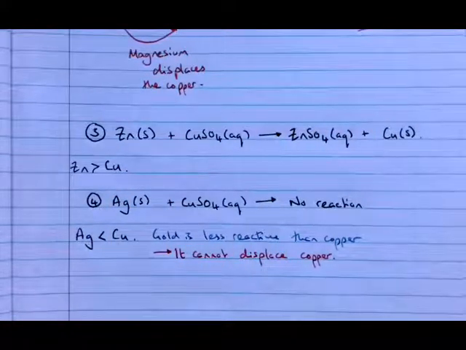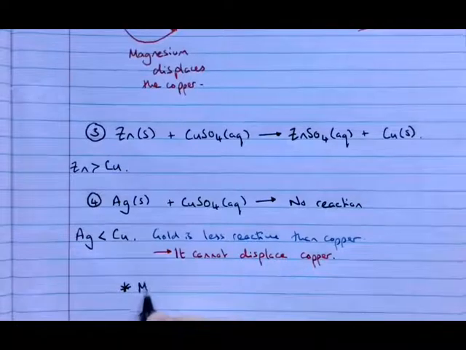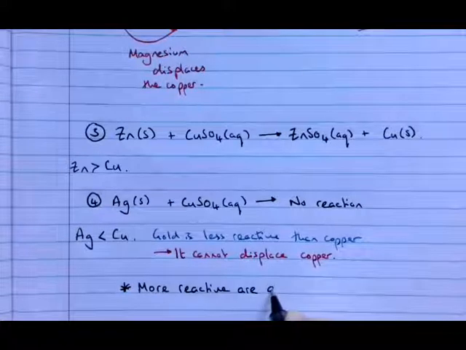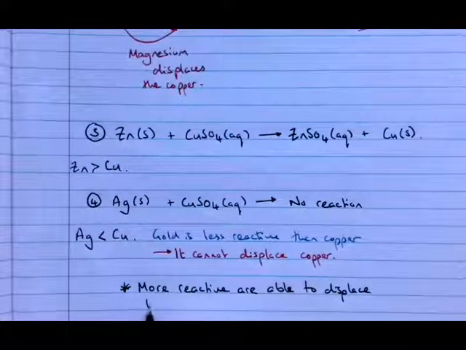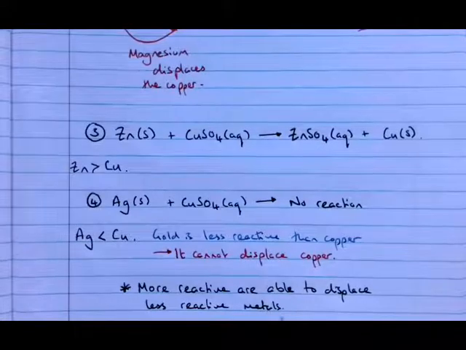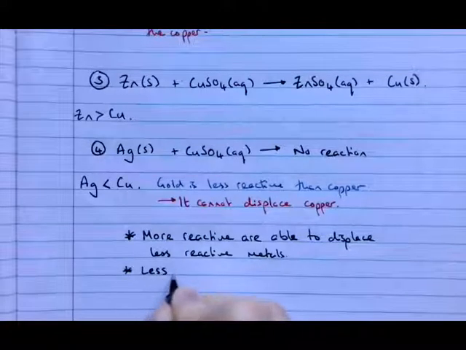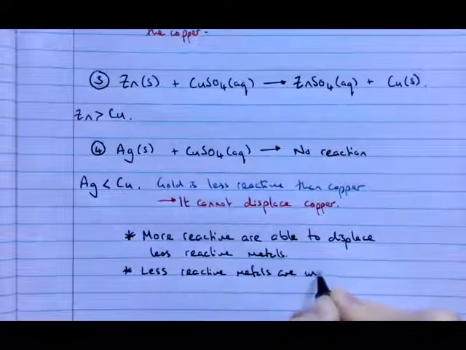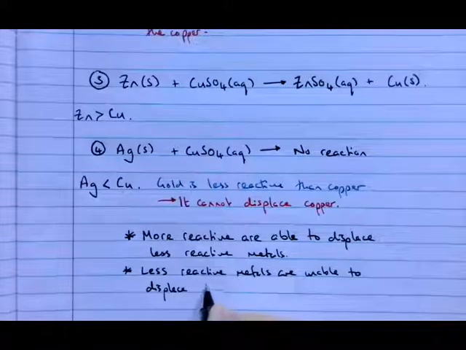All right, so that leaves us with our first important conclusion, which is: more reactive metals are able to displace less reactive metals. However, less reactive metals are unable to displace more reactive metals.